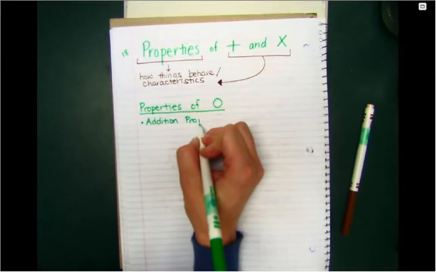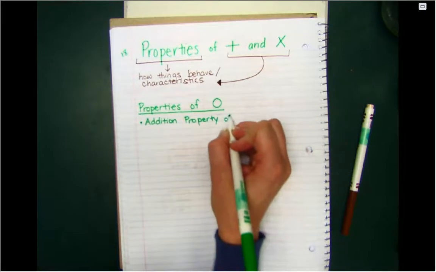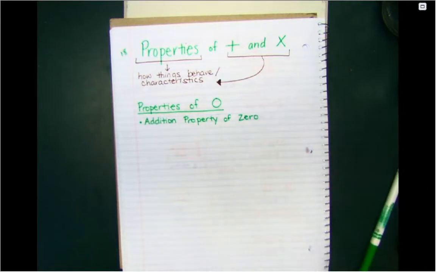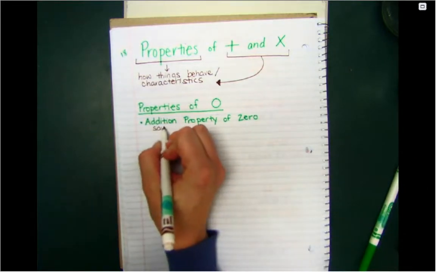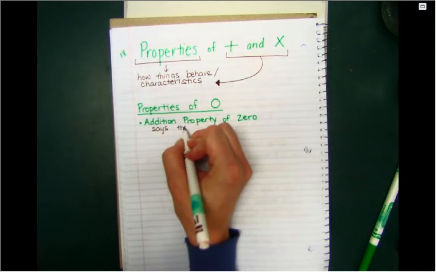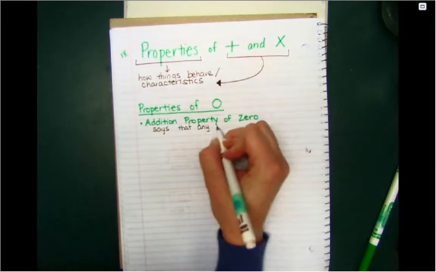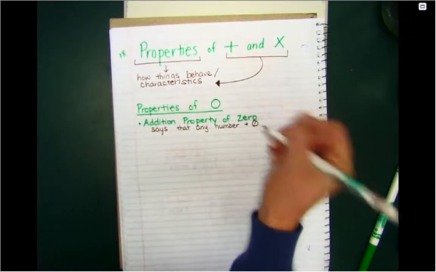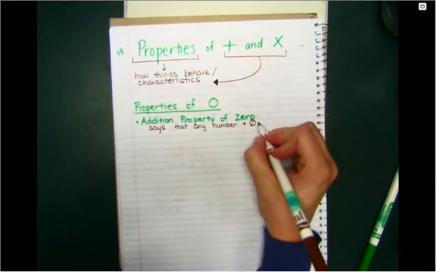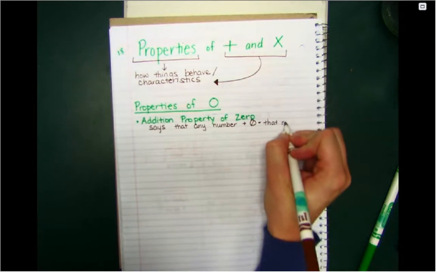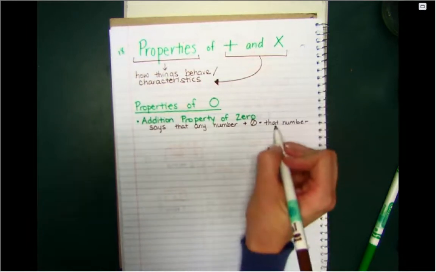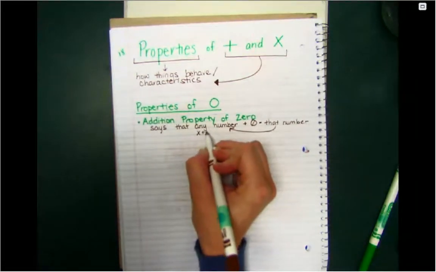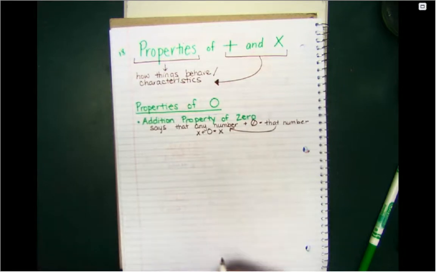And yes, you have to write this out. I'm smiling, but you can't see it because my webcam's not set up. And the addition property of 0 just says that any number plus 0, and sometimes when we write a 0, we put a line through it so we know it's not an O, will equal that number. So another way to write this would be x plus 0 equals x.